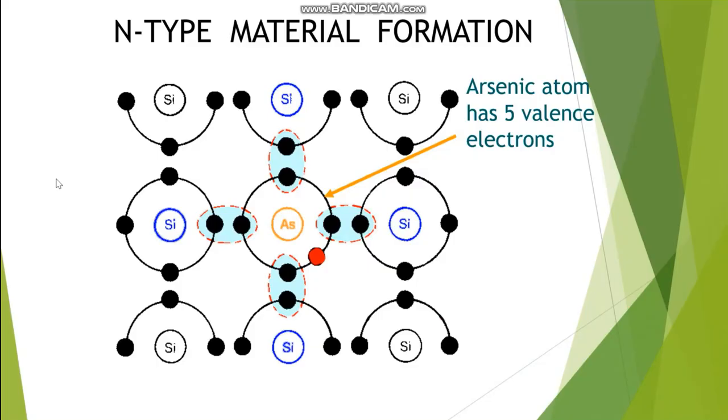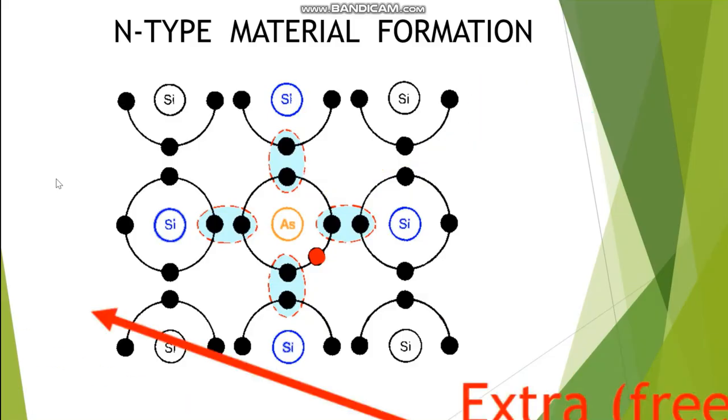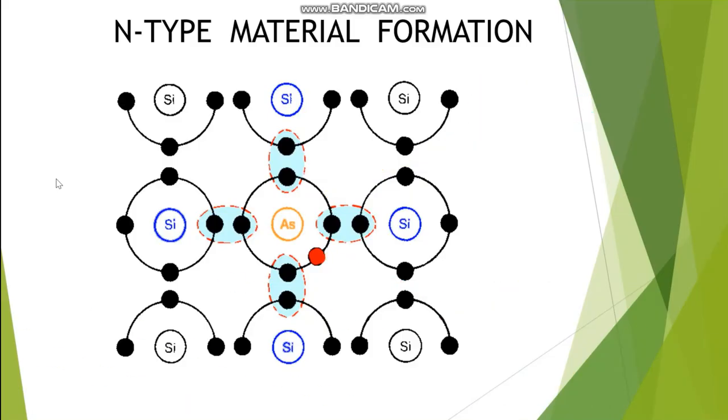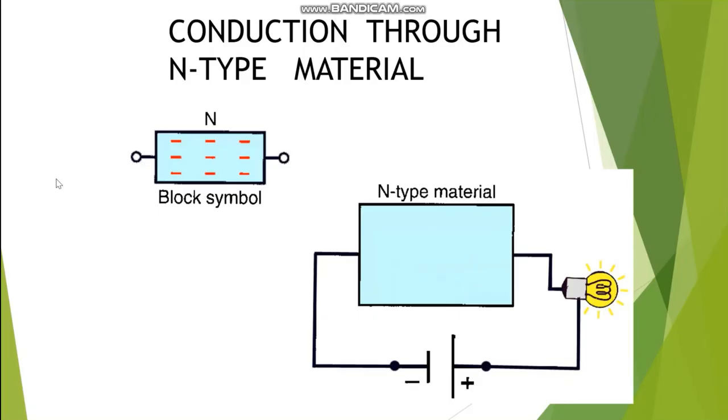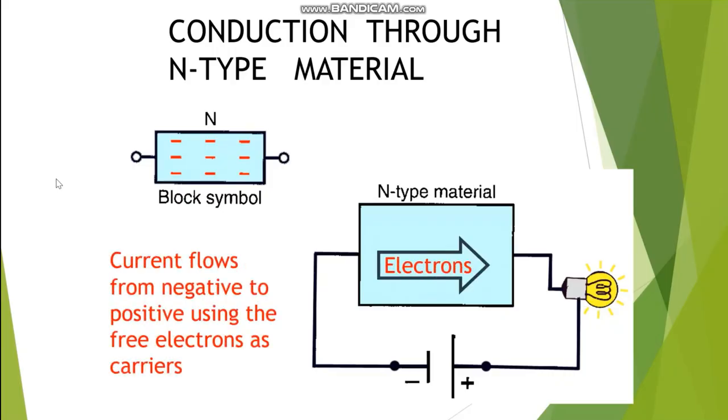so into a P-type material. So, for example, this is arsenic. Arsenic has 5 valence electrons. So we have this 1 extra free electron that is free to move. Conduction through N-type material. So that's a block symbol for N-type material. Looking at this, we're talking about current flowing from negative to positive, because we talk about electron flow theory versus conventional theory. So we'd have electrons moving from left to right.